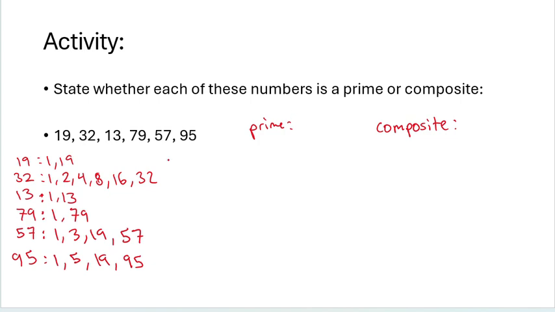So as you can see on the left hand side, I've already listed out factors. Now I just got to slot them in. So I got 19, 13, 79, and then the rest is 32, 57, and 95, like so.